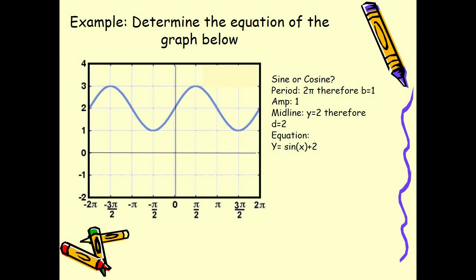Example, determine the equation of the graph below. First determine if it's sine or cosine. This is sine. The period is 2 pi, therefore b equals 1. The amplitude is 1, because that is the distance from the midline to the max and min points. The midline is y equals 2, therefore d equals 2. This graph has been vertically shifted too. Therefore the equation is y equals the sine of x plus 2.